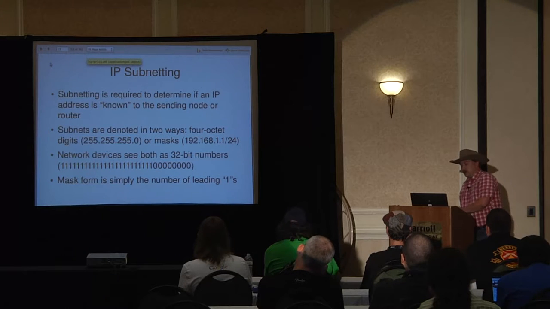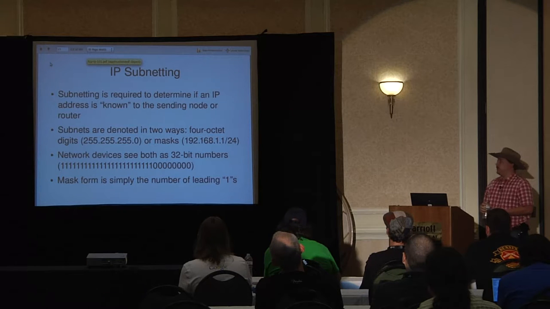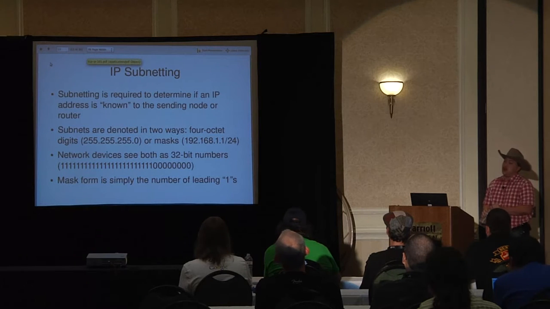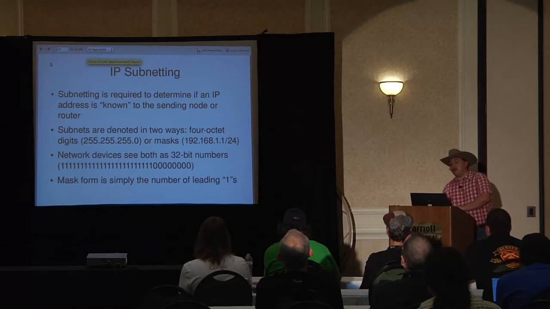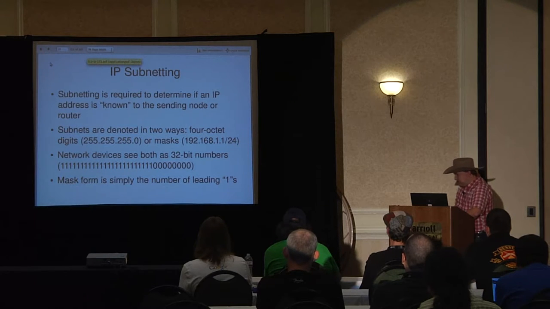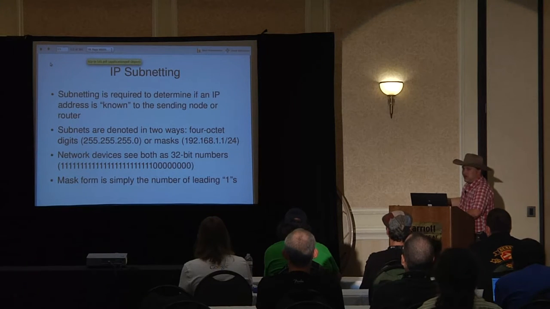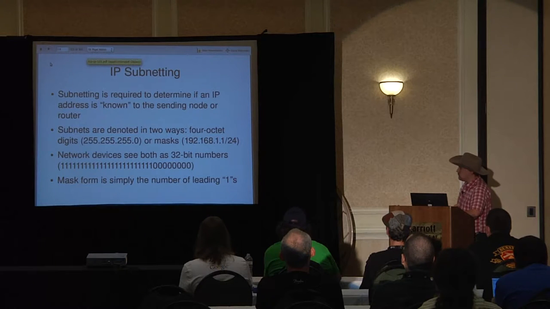So, subnetting. Subnetting is what's required to determine if an IP address is known to the sending node or the router. Think of it as being local. Subnets are denoted in two ways, octet or mask. When you look down here, you see 255.255.255.0, which we commonly call a /24 for shorthand.